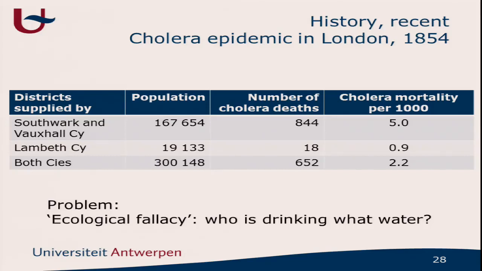For instance, there was one district where the pumps were supplied by the Saltwerk and Vauxhall company, and cholera mortality was low. And the explanation was that in that district there was a brewery, and it's not because the people drank beer rather than water, but the people working in the brewery took the water from the brewery, not from the pumps. And in the brewery they were using the Lambert Company water. So he said there's a problem.